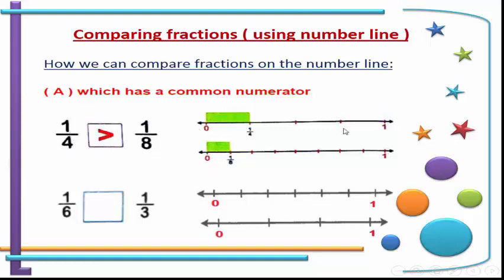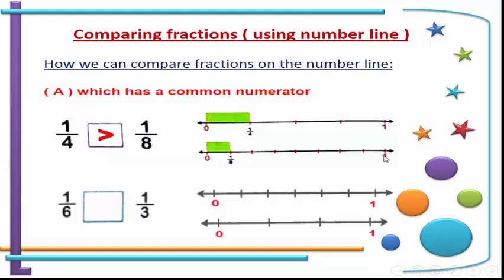First, draw a number line. Start with 0 and end with 1, and divide the number line into 4 equal parts. 1, 2, 3, 4. Okay, and after 0 comes 1 over 4. So 1 over 4 is right here. Okay, 1 over 8. We have a number line.